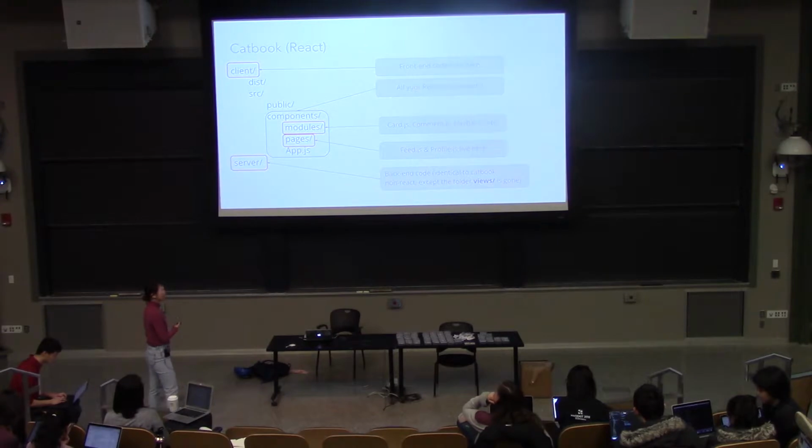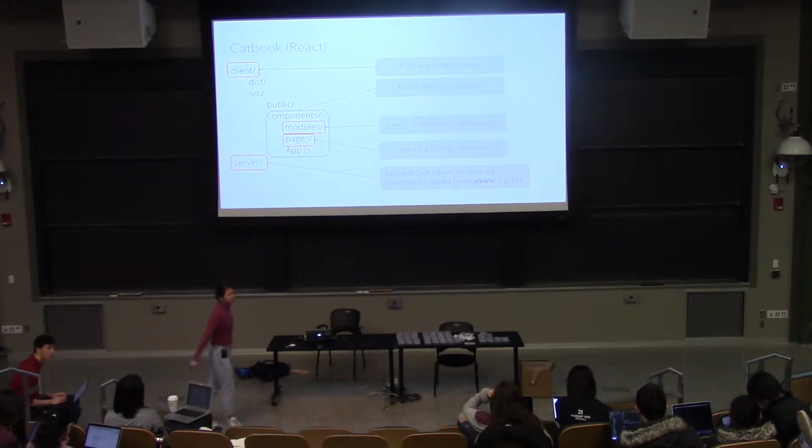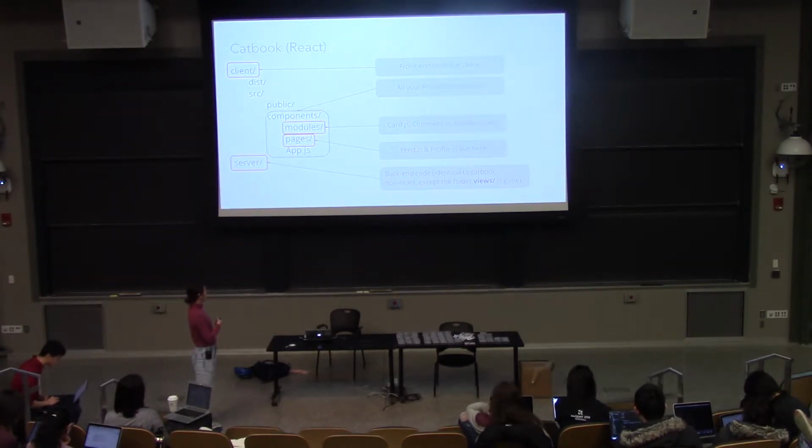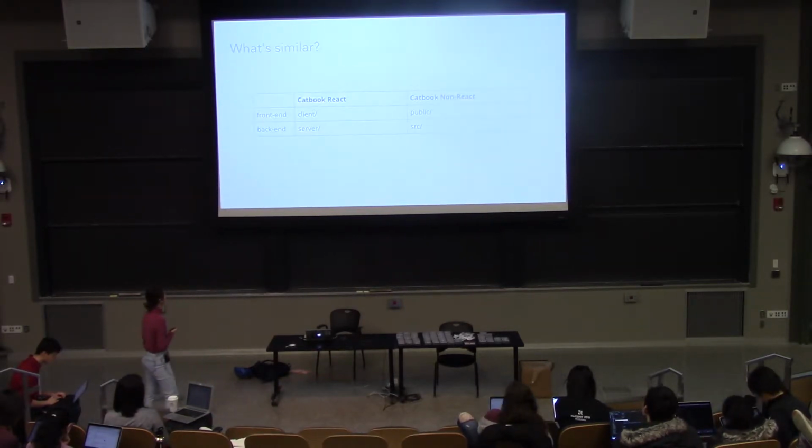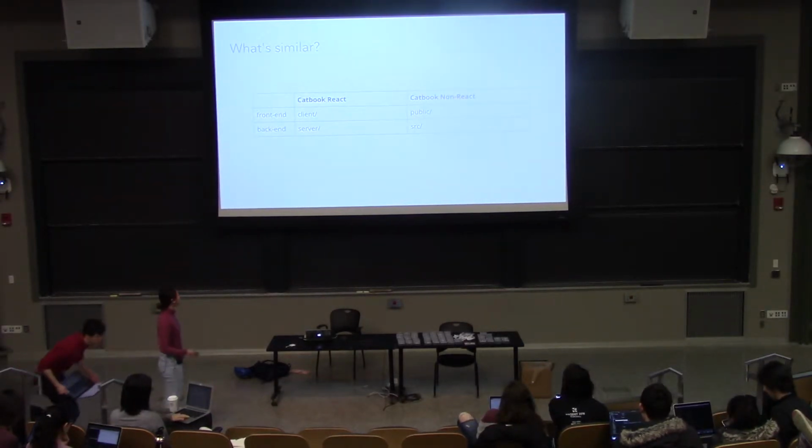And if you look inside modules, you'll have card, comment, navbar, and all these things. And these are just the smaller ones that are really reusable, while these pages here, they're big pages. All right. So, what's similar?